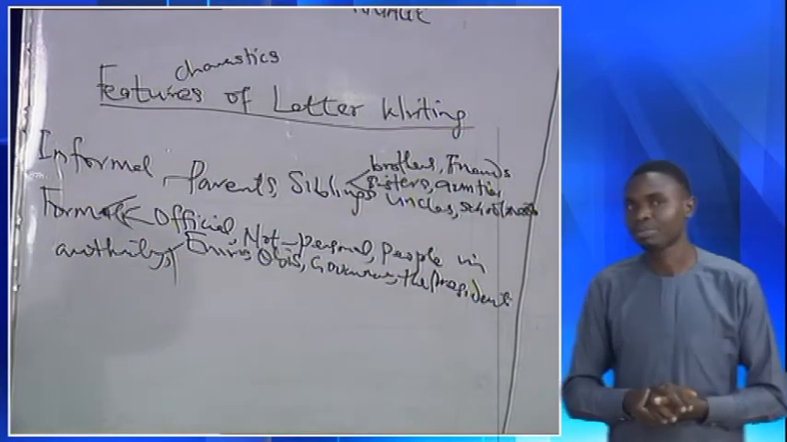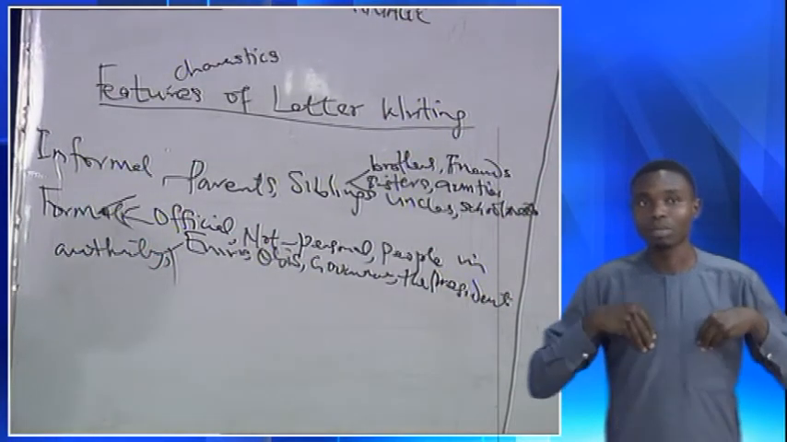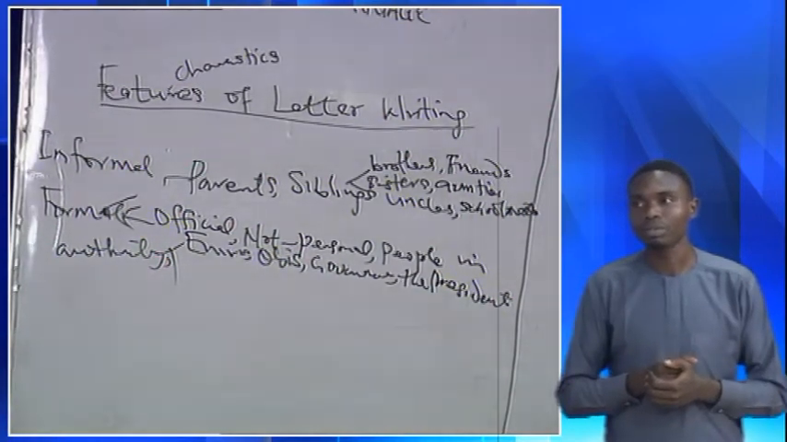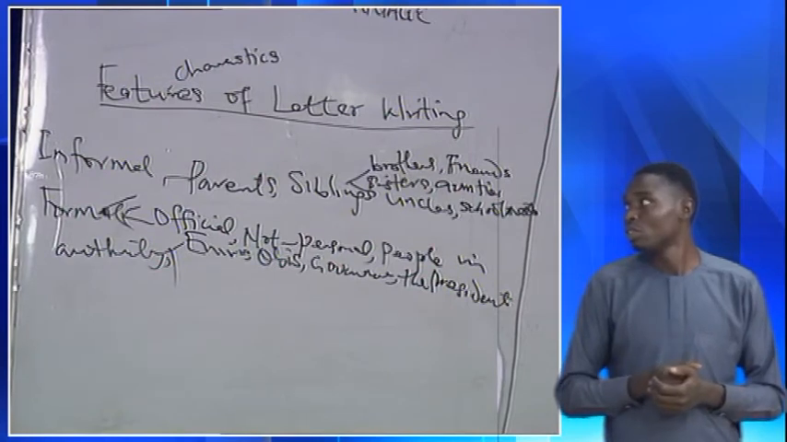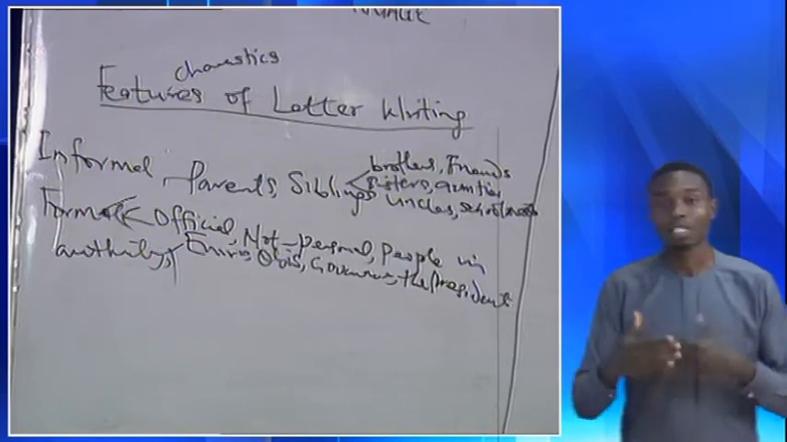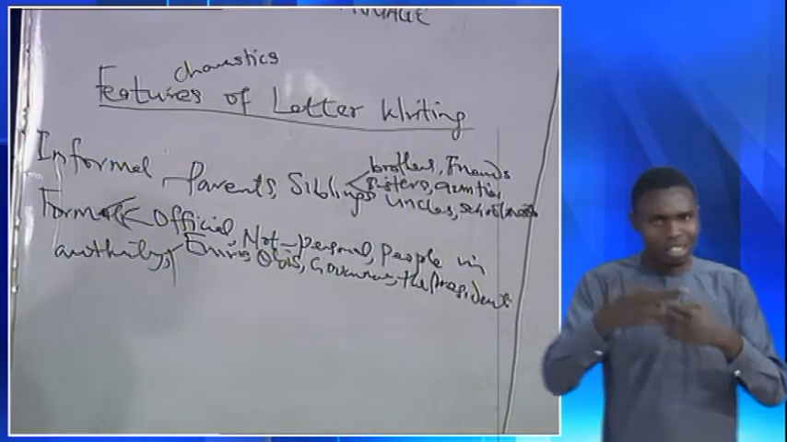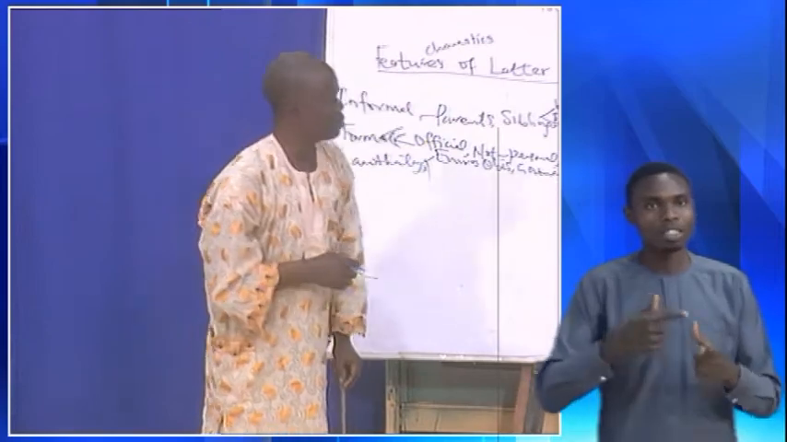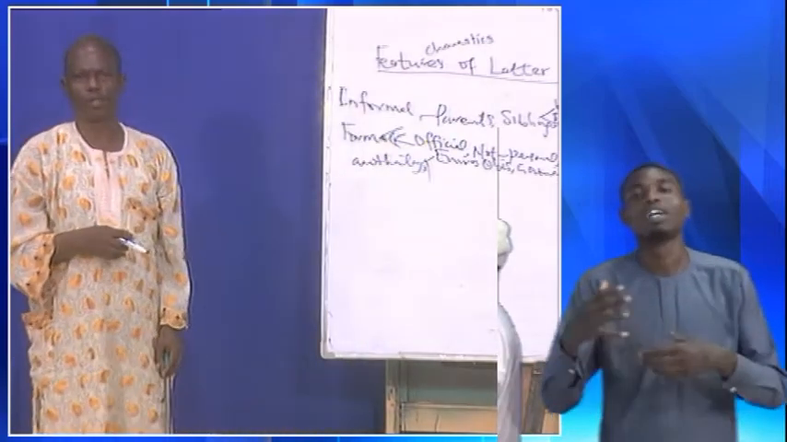When we go into details of how to construct an acceptable formal letter, you will see how it goes. Then the second item on it is what? The date. The date is very, very important. When we get to that aspect, we will explain in detail. Then the third item is what?